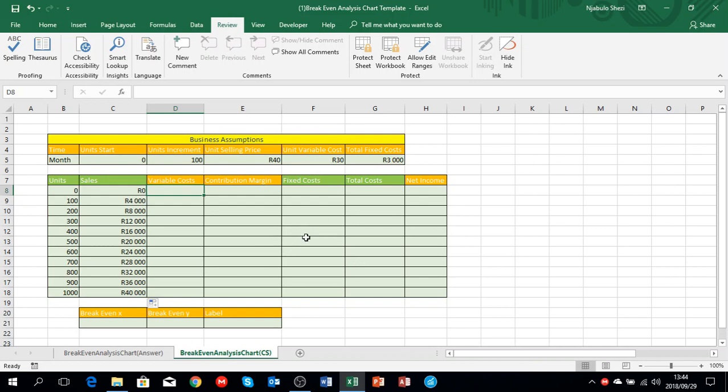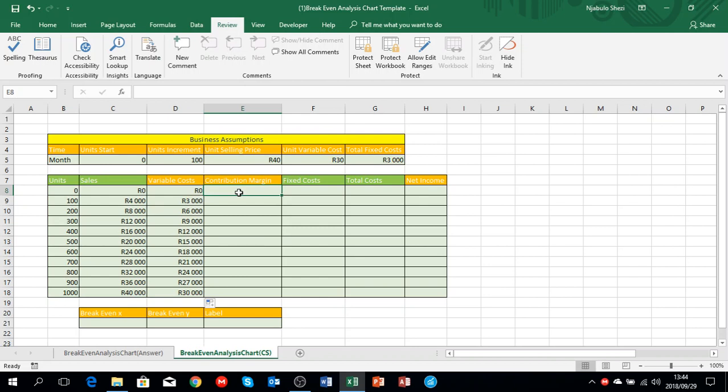So we'll go equals to our units times our unit variable cost, and then we will lock the cell, guys. Lock, enter, and then we click all the way down. That looks correct. Okay, and then our contribution margin.